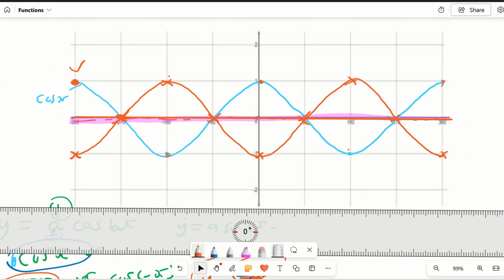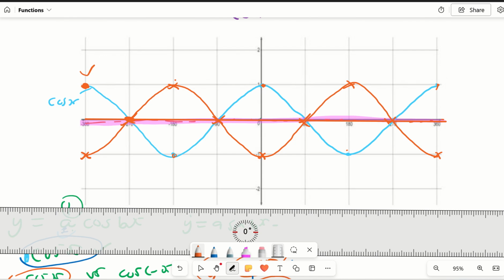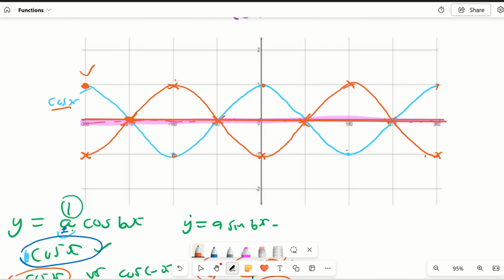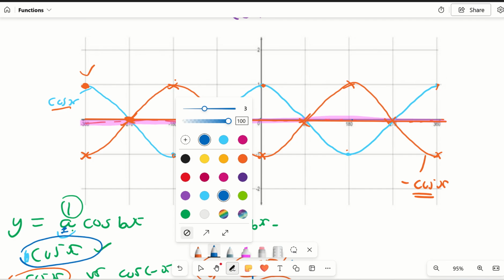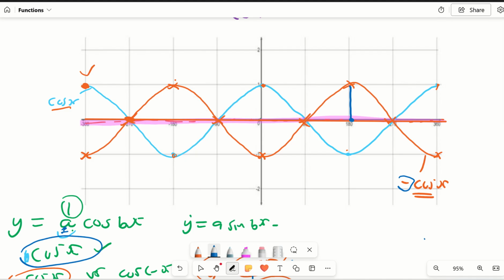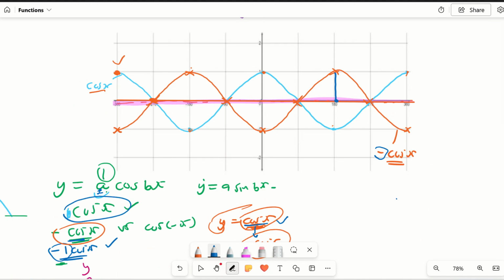So we reflected the original graph of cos x through the x-axis to get the graph of minus cos x. Now, if they ask you to find the amplitude of this, you'll see that the amplitude is still 1. Regardless of this negative there, the amplitude does not change. The negative sign does not affect the amplitude, but just tells you it's a reflection of the positive version of itself through the x-axis. Make sense?